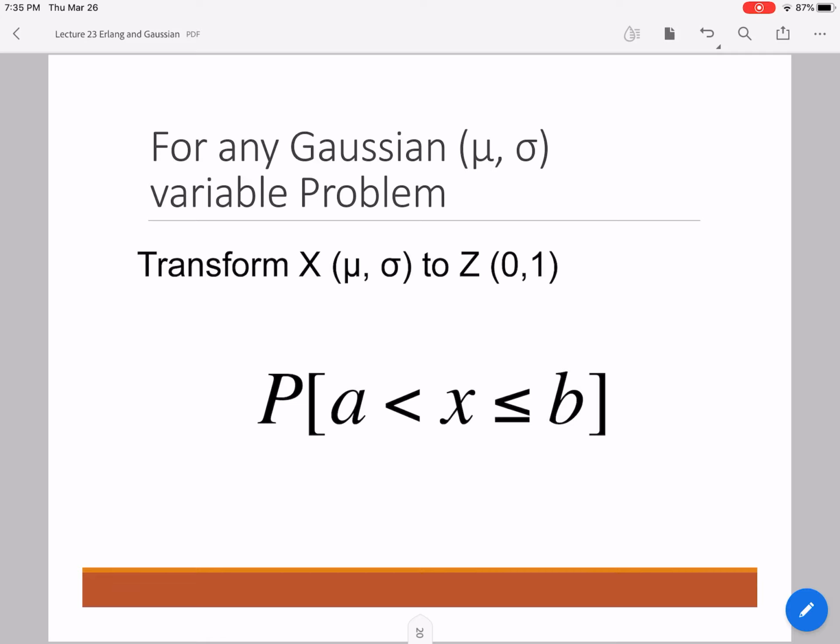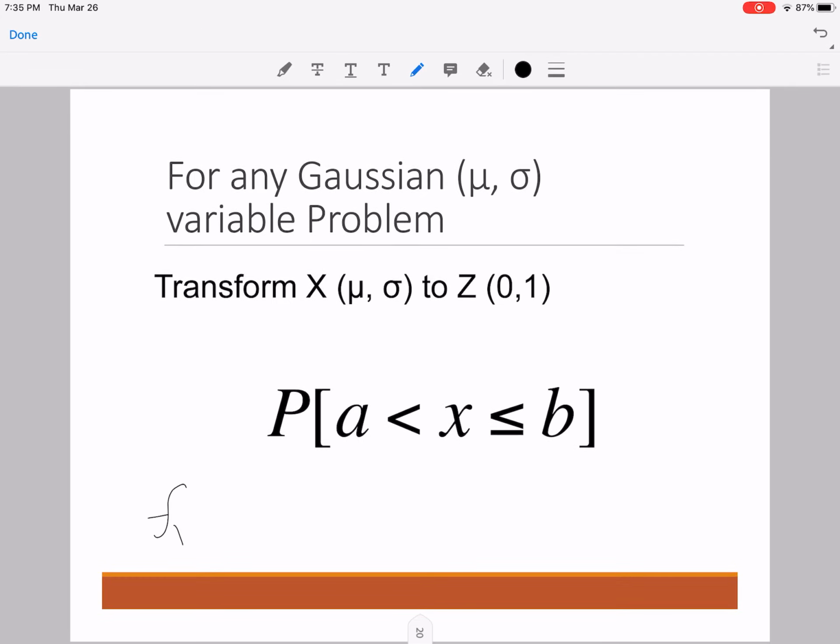Now, if you recall, the PDF, the probability density function of a Gaussian random variable X is given by 1 over root 2 pi sigma squared times e to the negative (x minus mu) whole squared over 2 sigma squared, for x between negative infinity and infinity. That's your PDF for a Gaussian random variable.